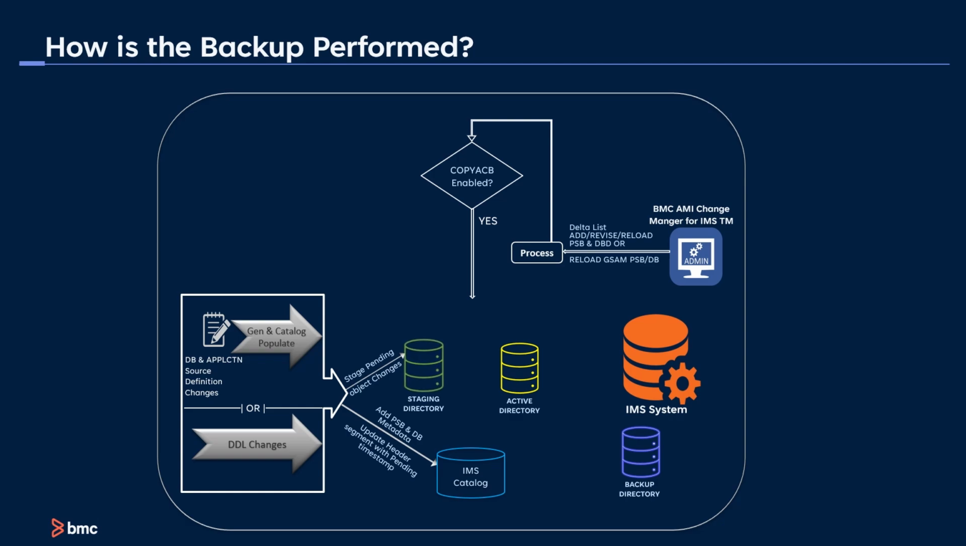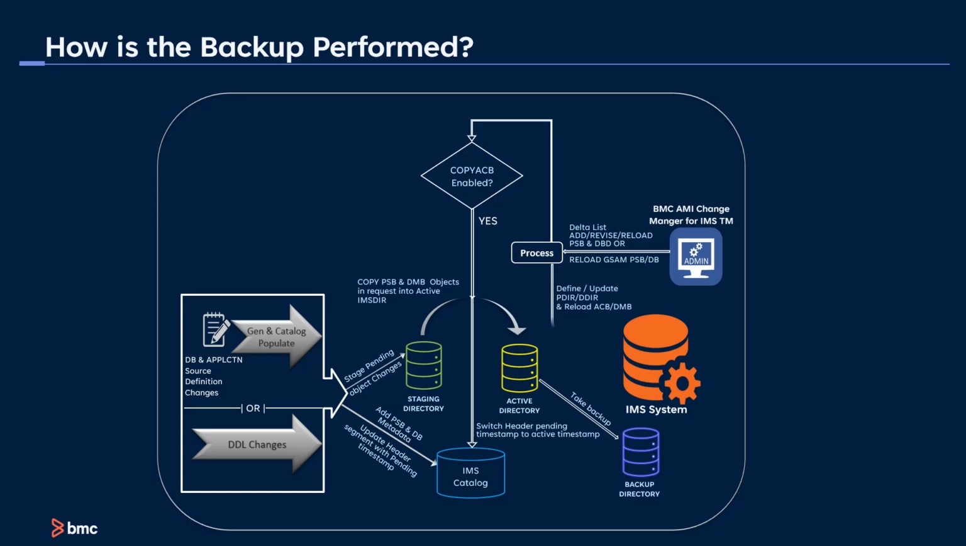and PSBs in the request are present in the staging directory. If the objects are found, they will be copied to the Active Directory. However, before this update, if the backup directory feature is enabled, a backup of the existing member in the Active Directory will be taken into the Change Manager backup directory. The active IMS directory is then updated by copying objects from staging to active, and the catalog header segment is updated to switch the pending timestamp to active. The objects are then refreshed in the IMS control region.